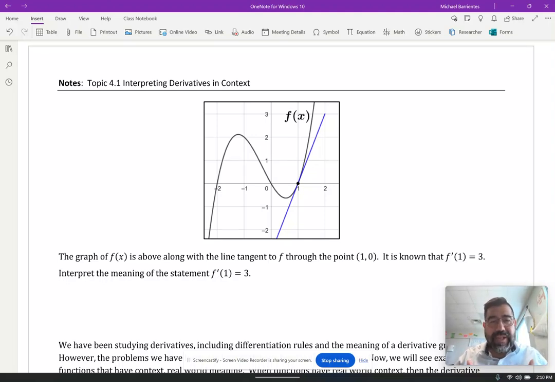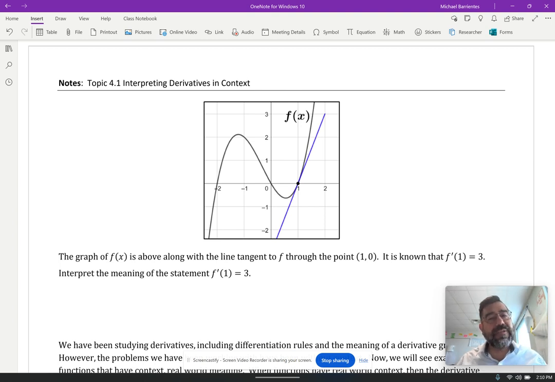Hello, this is video one of topic 4.1. We are in unit four. Unit four starts to take us into the world of applying the derivatives that we've been working with in units two and three. So we've been spending a lot of time taking derivatives, but we haven't really talked about the why. Why are we taking derivatives? What do derivatives tell us?